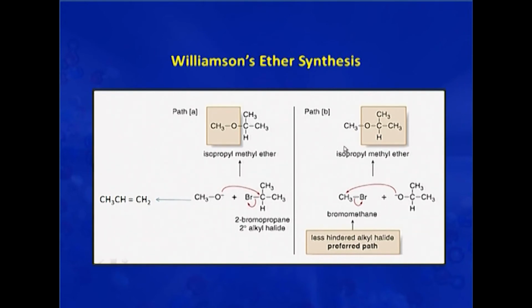See what happens in case of path A. When we are using a strong base like sodium methoxide, instead of substitution, elimination takes place and the major product formed is propene and not the ether which we actually want to prepare. On the contrary, if you look at path B, it is methyl bromide which is attacked by the strong base, and when a strong base attacks a primary alkyl group, there is no possibility of rearrangement or elimination, and that is why the product ether is formed in quantitative yield.